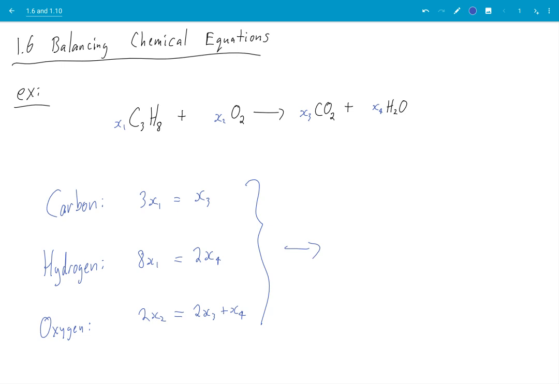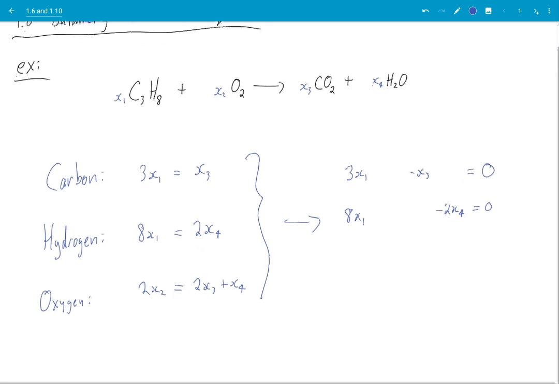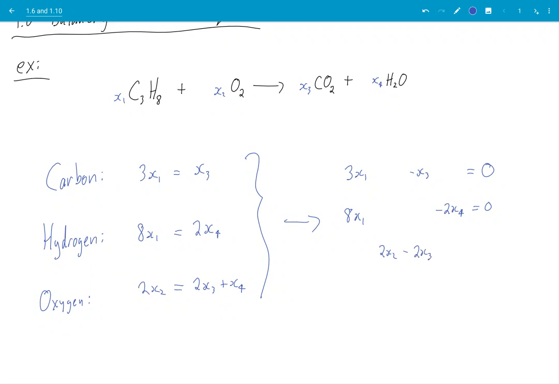So I'm going to put this into a more familiar arrangement. 3x1 minus x3 is equal to 0 for the first equation. Then I'll have 8x1 minus 2x4 is equal to 0. And then I got 2x2 minus 2x3 minus x4 is equal to 0.